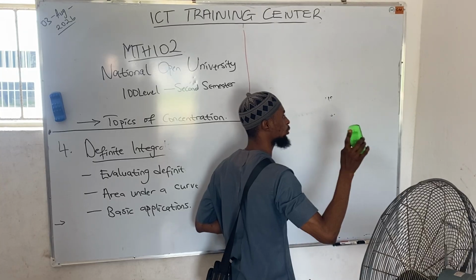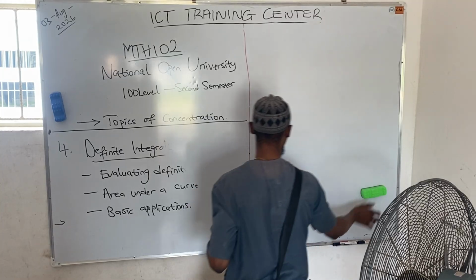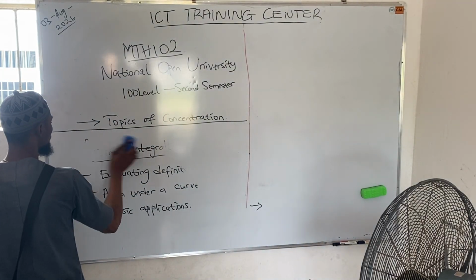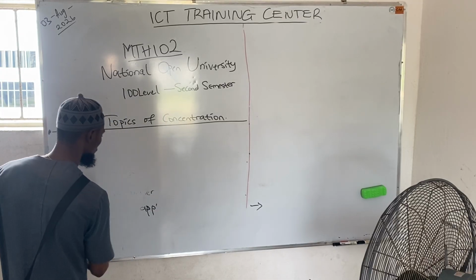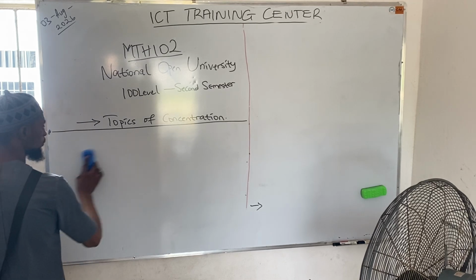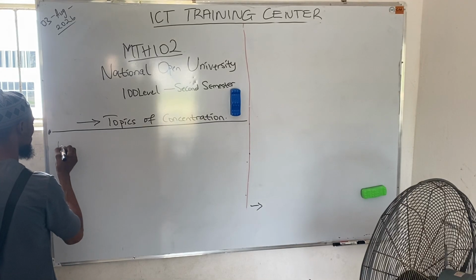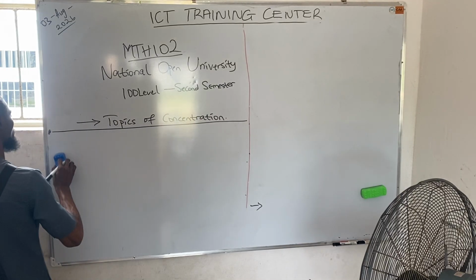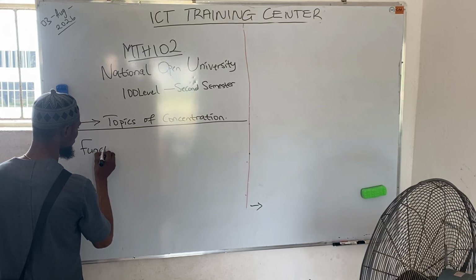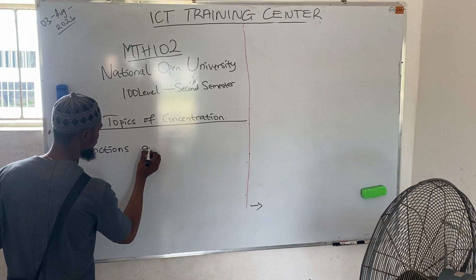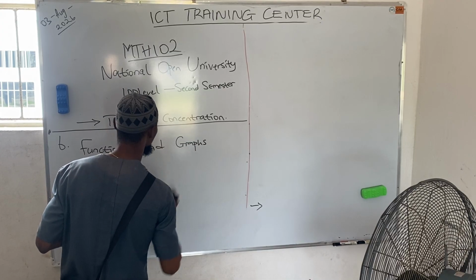So we're going to be going on number 6, which is functions and graphs, okay? We're going to list out all the subtopics underneath the functions and graphs. Alright, so let's begin. Number 6 is functions and graphs, like we mentioned.